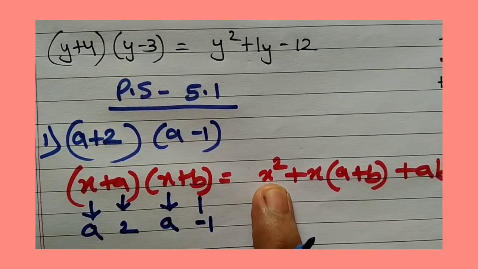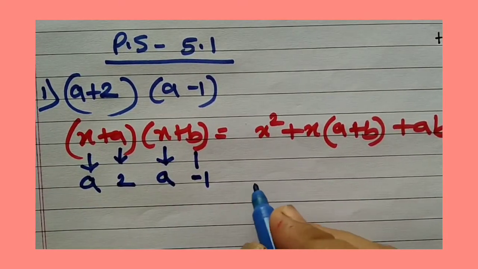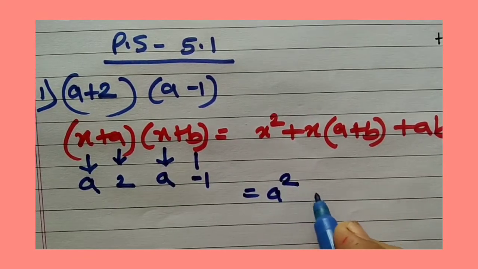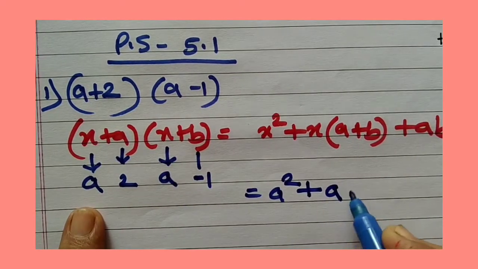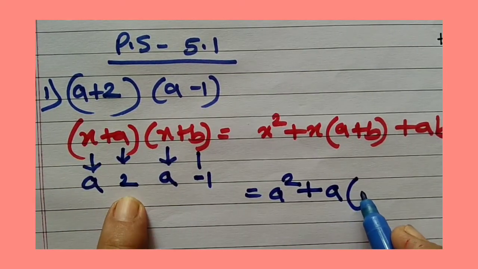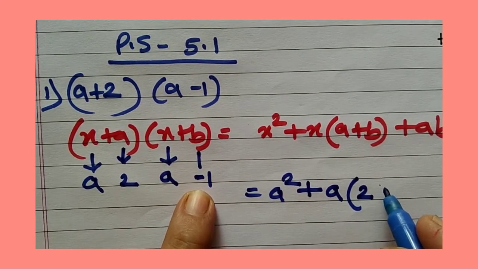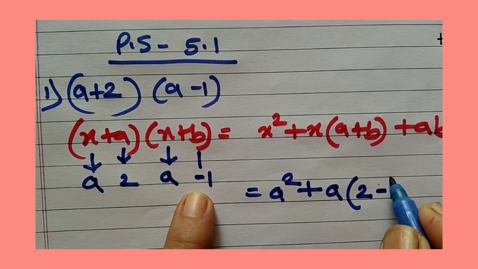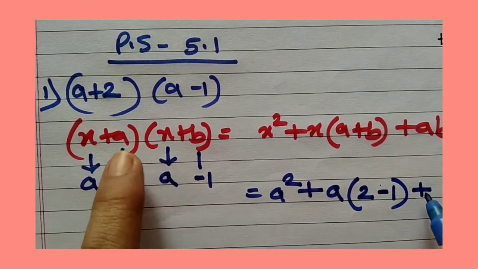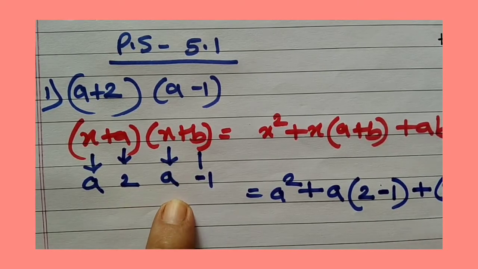What do you have? X square. In place of x, what do we have here? A. So this will be a square plus, what is in place of x? A. Here also a. A plus b. What is a? 2 plus b. Now instead of b, what do we have? Minus 1. So it will be 2 minus 1 plus, what is a? 2. Put it into bracket, multiplied by b which is minus 1.